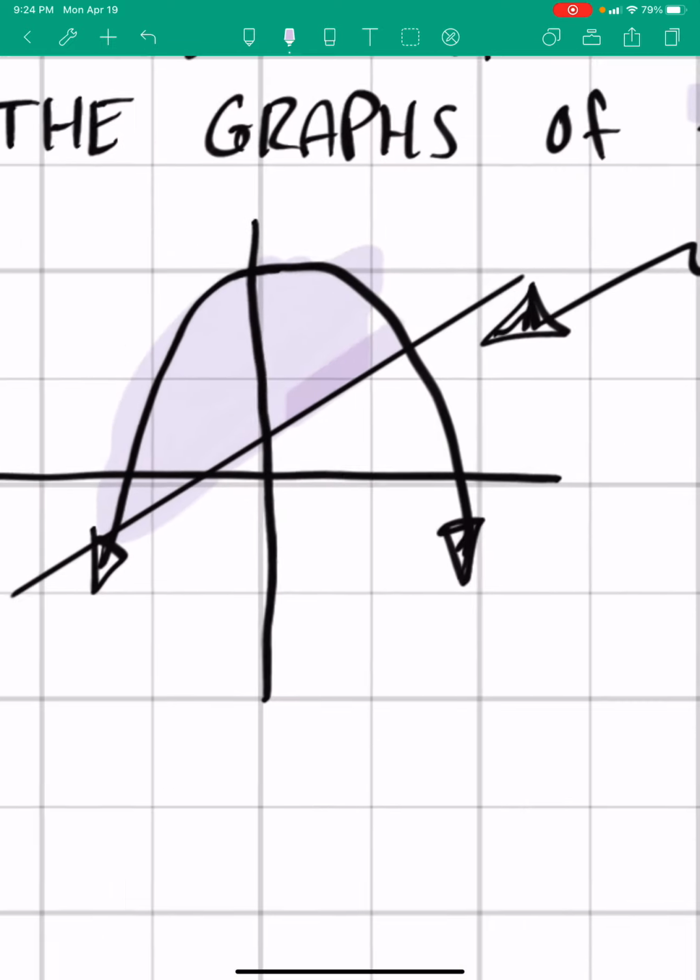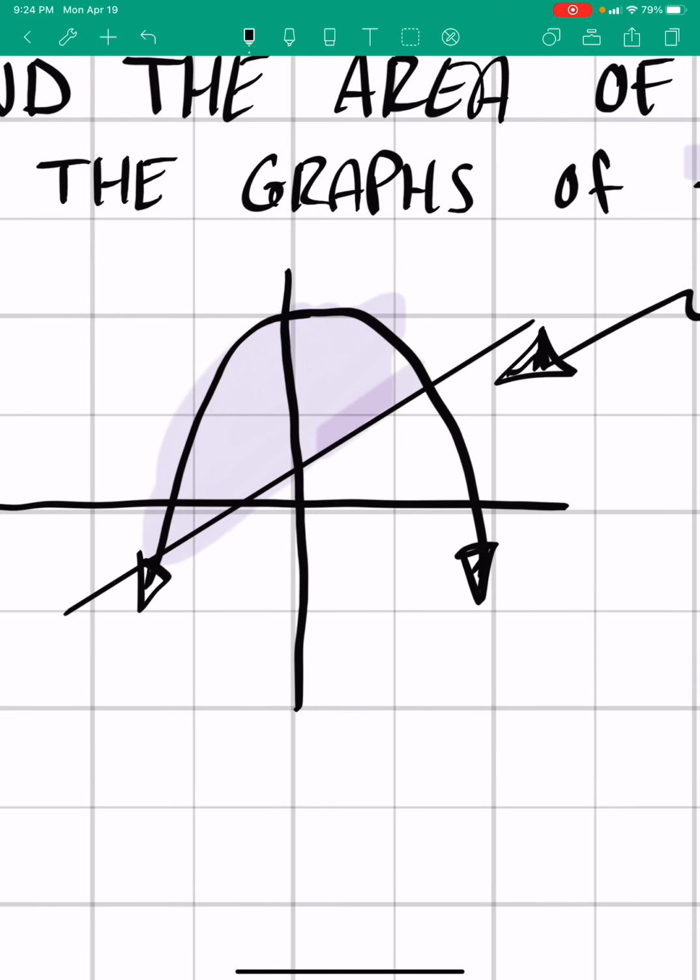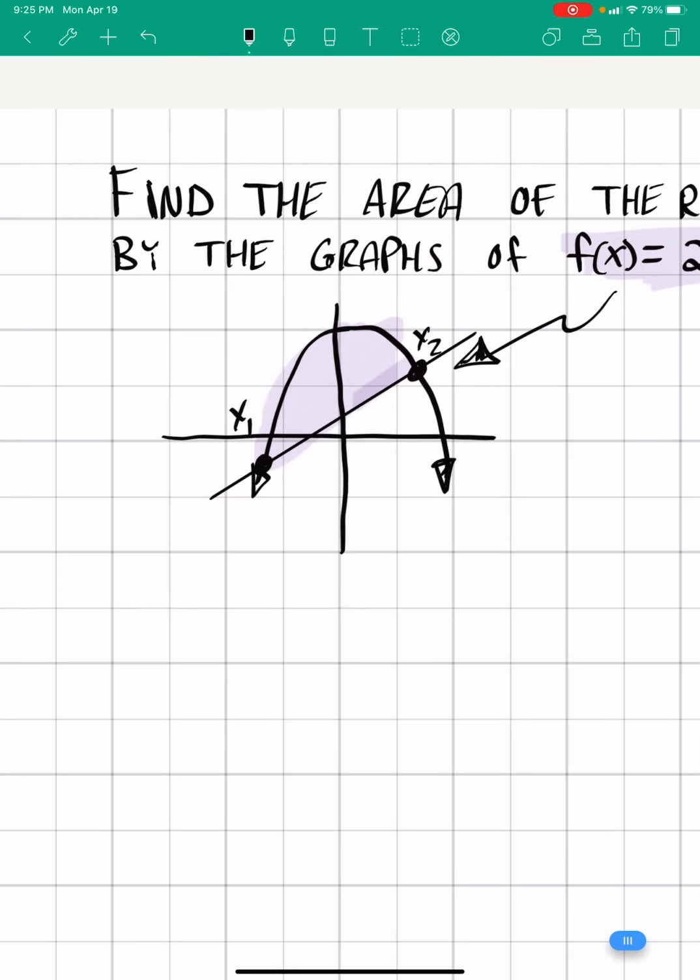And if we look a little closer, we can automatically identify which function is going to be the function with a higher y value the whole time. And what we need to find is our x1 and x2 values so we can set up our integral. So let's go about doing that.